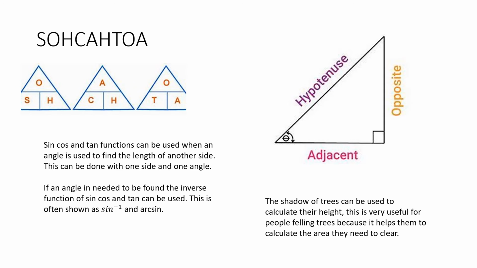Sine, cos, and tan functions can be used when an angle is used to find the length of another side. This can be done with one side or one angle. Very interesting. If an angle is needed to be found, the inverse function of sine, cos, and tan can be used. This is often shown as the function to the power of -1, or it's got arc before it.